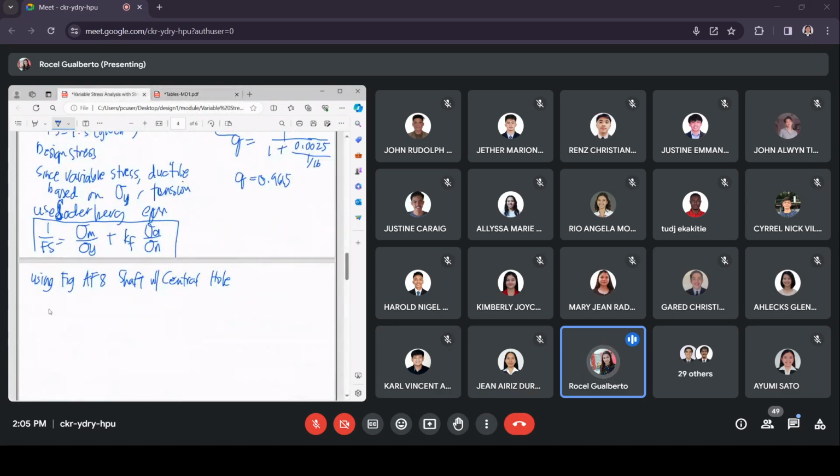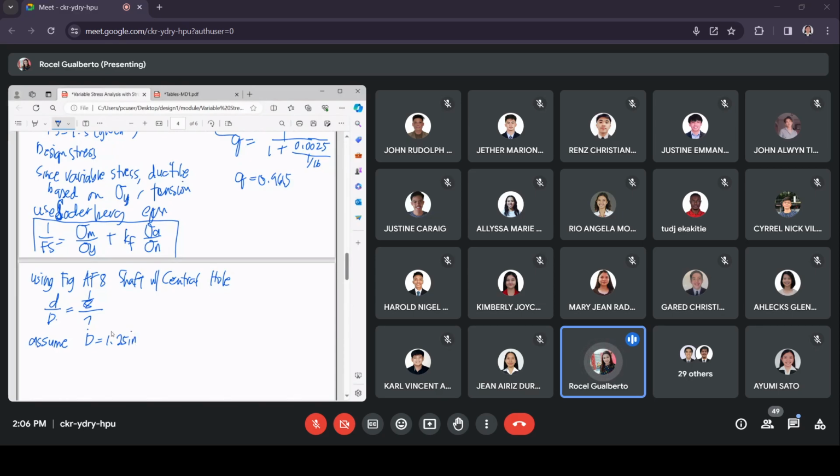So, using figure AF8, what you would have there is D over D on the x-axis. But then this small d is 1/8, and this one is unknown. So meaning you cannot obtain the ratio. So what you need to do is to assume a value. Any value can be your assumption. Say, assume diameter equal to 1.25 inches.